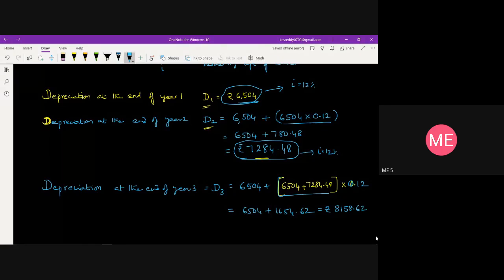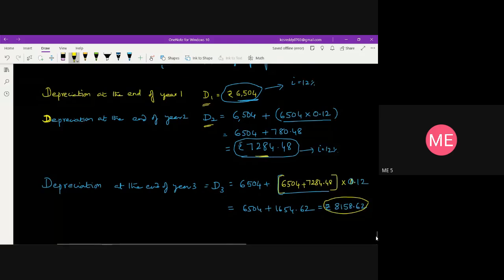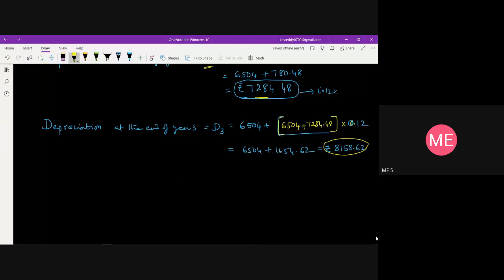8,158.62. So if you look at here, what are the amounts which are calculated? This is the depreciation amount for the first year, the depreciation amount for the second year, and this is the depreciation amount for the third year, that is this one. Now, while calculating the depreciation at the end of fourth year, that is D4.